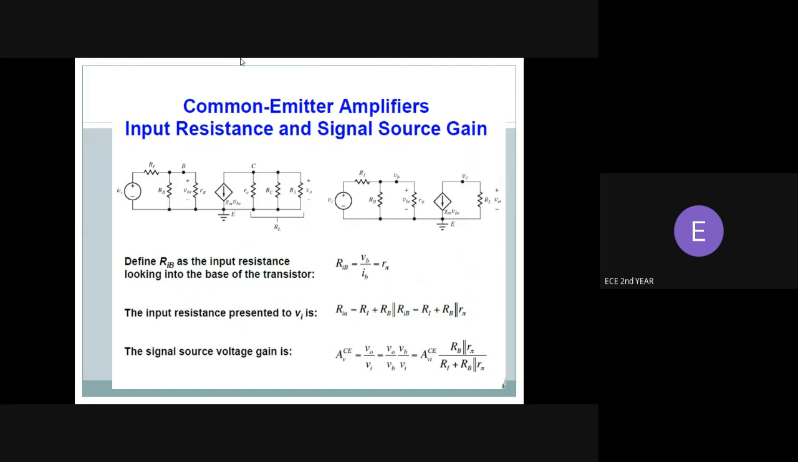Thus the signal source voltage gain AV is equal to V naught by VI, output voltage by input voltage. But for proper analysis, I'm including the factor VB, which I'm going to multiply in both the numerator and denominator. And finally, AVT is given with the parallel resistance of R1 and RB. You can see how it works, right?